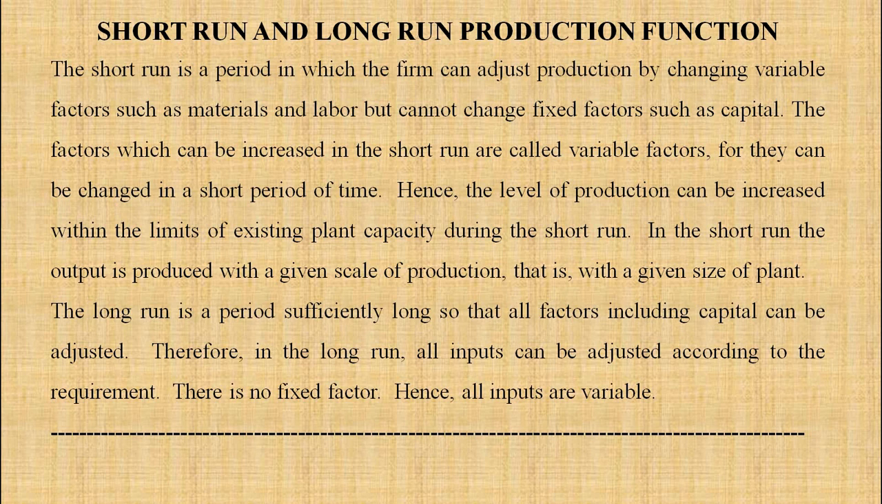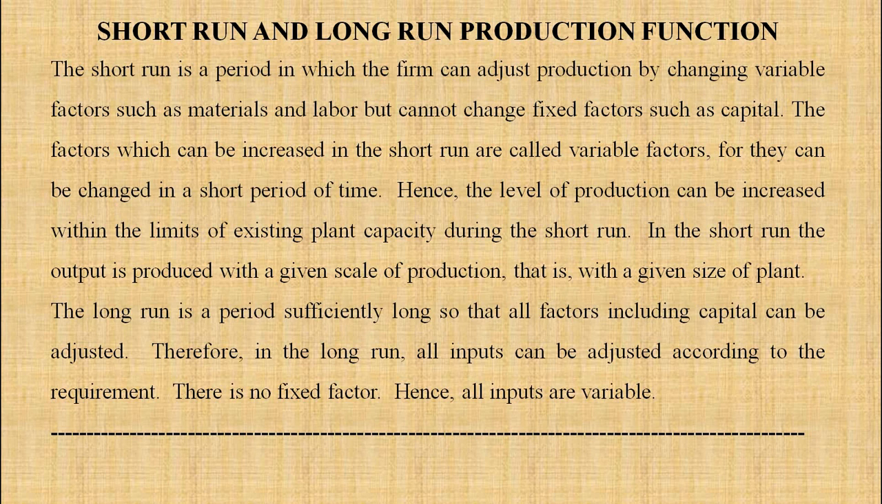In the short run, the output is produced with a given scale of production, that is a given size of plant. The long run is a period sufficiently long so that all factors including capital can be adjusted. Therefore, in the long run, all inputs can be adjusted according to the requirement. There is no fixed factor. So all the inputs are variable. This is what is about the short run and long run production.